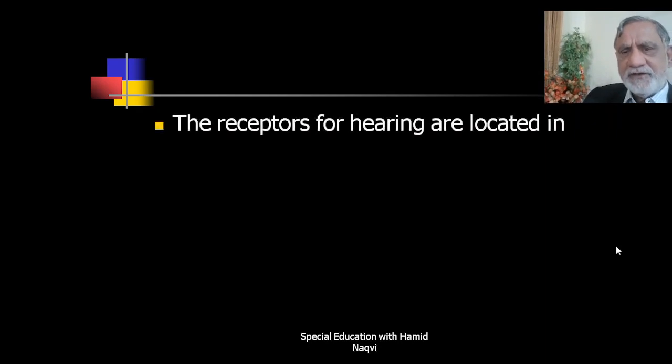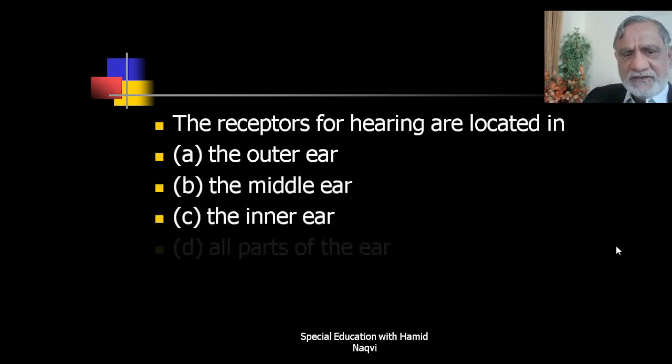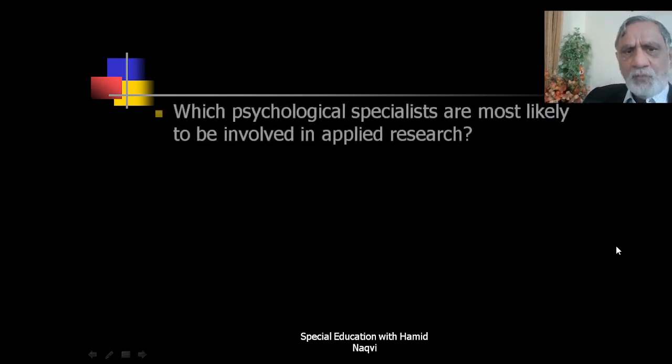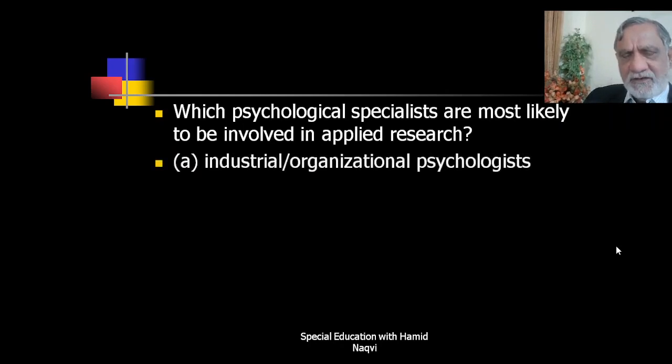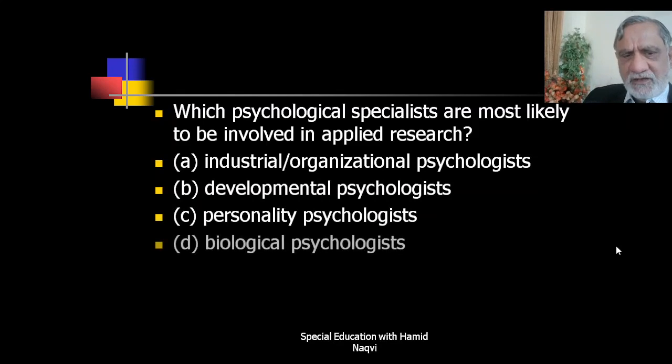The receptors for hearing are located in the outer ear, the middle ear, the inner ear, or all parts of the ear? Correct is the inner ear. Which psychological specialists are most likely to be involved in applied research? Industrial organizational psychologist, developmental psychologist, personality psychologist, or biological psychologist? Correct one is the first one, that is industrial or organizational psychologist.